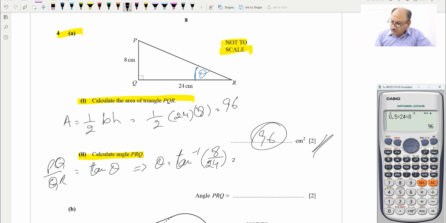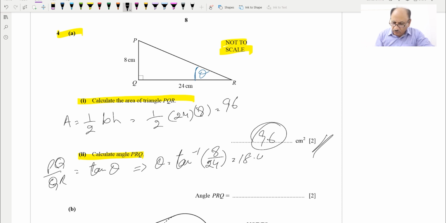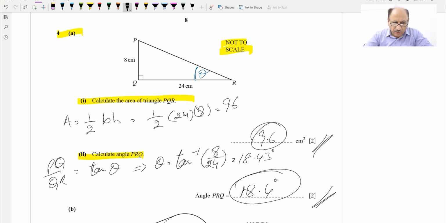can calculate. Shift tan of 8 over 24, and this one we can calculate as 18.43 degrees, or you can write 18.4. This will be the answer for 2 marks.